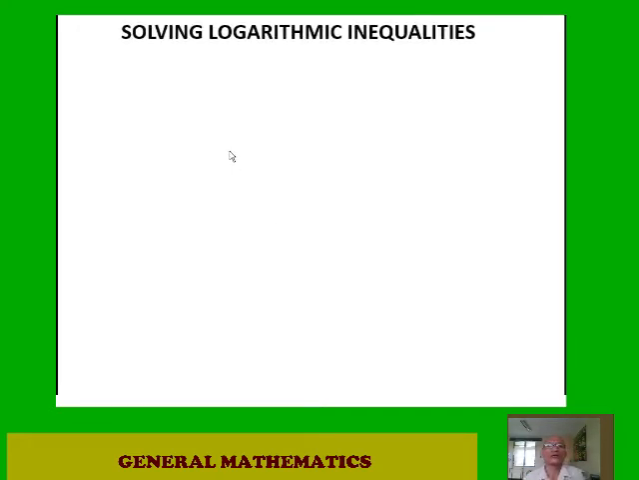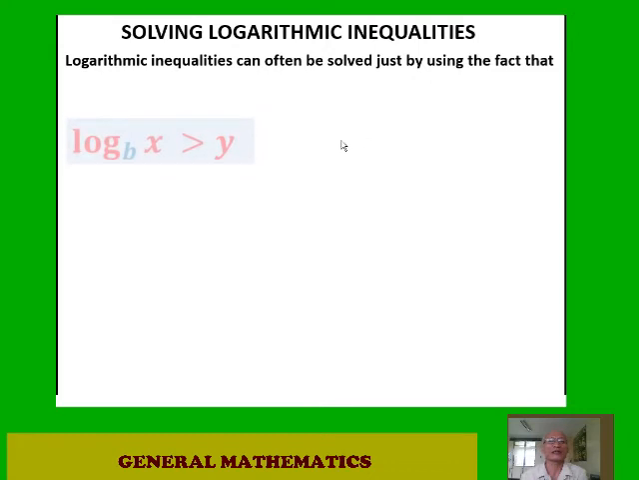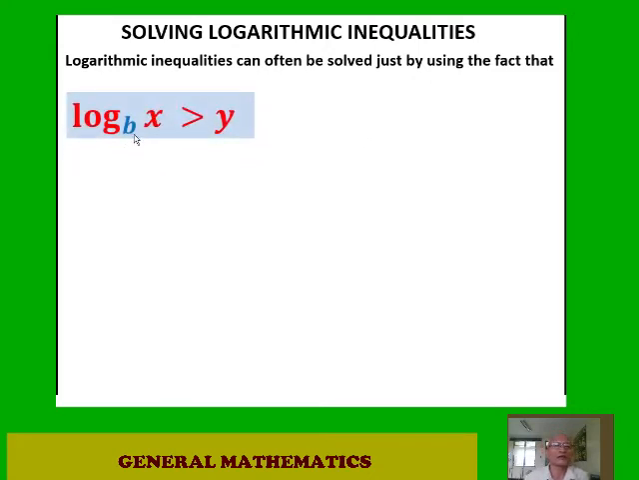Okay, solving logarithmic inequalities. Logarithmic inequalities can often be solved just by using the fact that log x base b greater than y. From this logarithmic form into exponential form, we write first x, then greater than, the base is the same base, and the exponent is y. Y becomes the exponent.